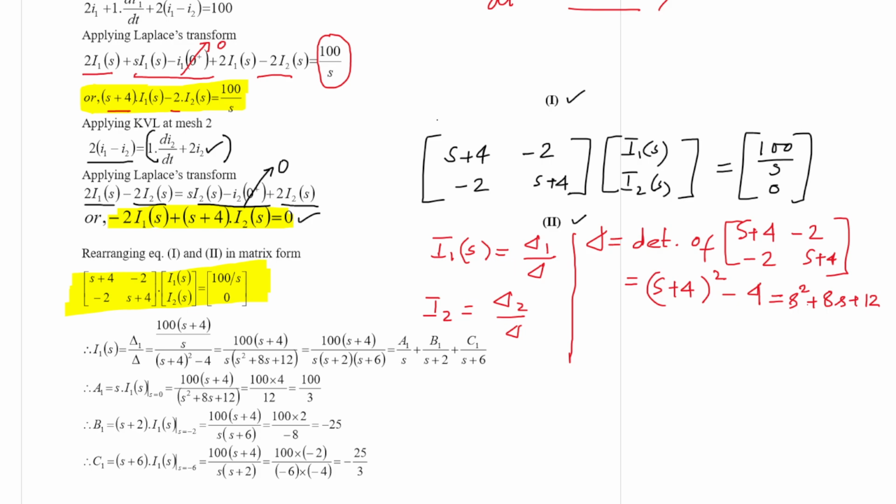So that is delta. Now what will be delta 1? Delta 1 is the determinant of this matrix, where this column will be substituted by the right hand side column. So let us write delta 1: it is 100 by s, determinant of this matrix.